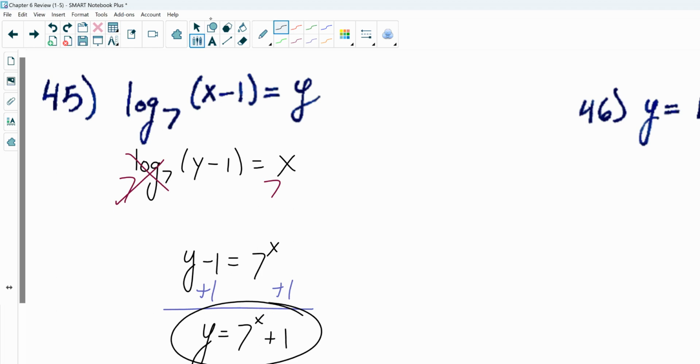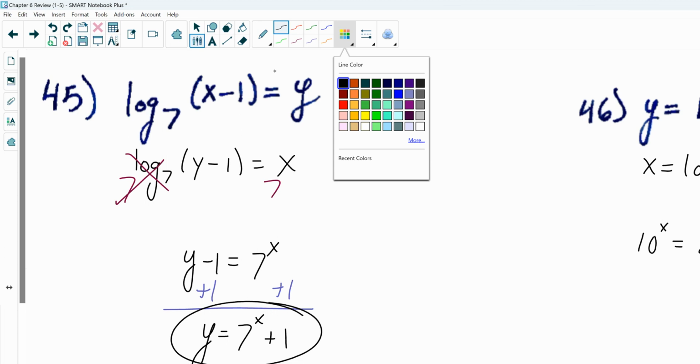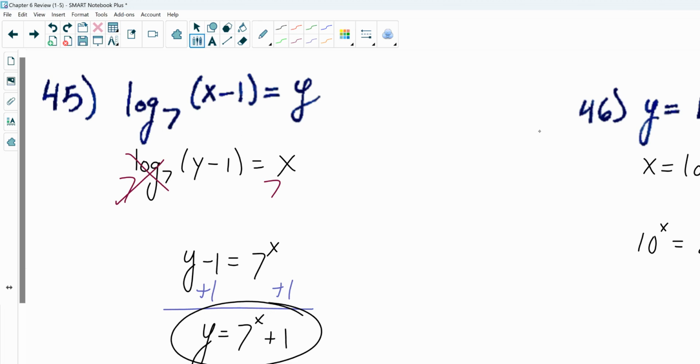Let's look at 46. Again, our first step is to switch x and y. Now luckily for us, the log's already by itself. Now we can again do the switching method, which is going to tell us that 10 to the x is equal to 2y minus 3. Even though it's not written, the base for this logarithm is understood to be 10.